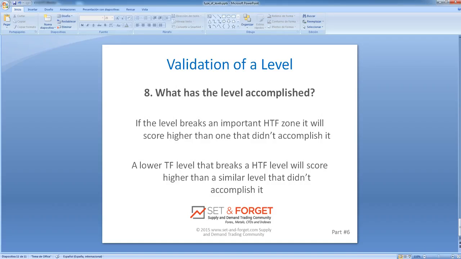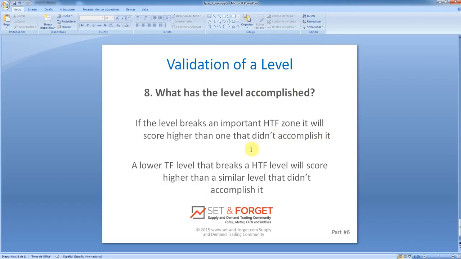Assessing what a level has accomplished is also a very important parameter that we have to take into consideration in order to validate a level. This can be a little bit more subjective sometimes, but if you use the trend line rules and the rule that for an area of supply or demand we need to remove the opposing area, you will be most of the time on the safe side. Okay, because you have to use that. A level will be a level only if it removes an opposing area or it breaks a trend line.